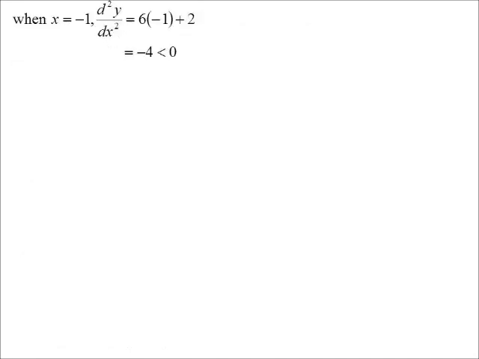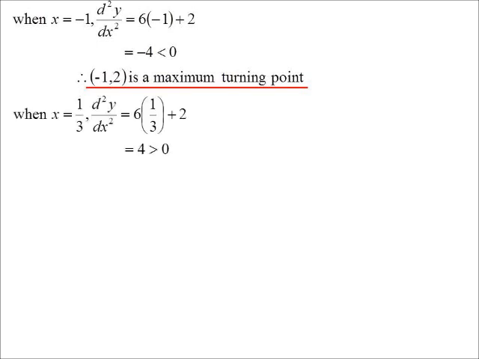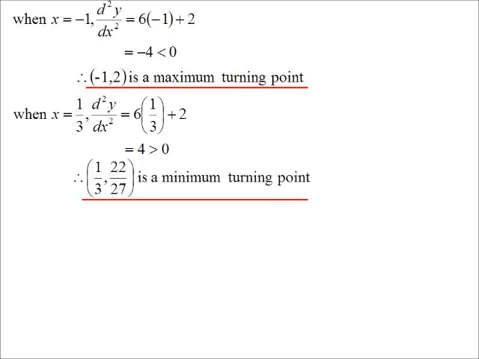When x equals -1, sub that into the second derivative, I get -4. Well, the actual number I'm not interested in. I'm really just interested, is it positive, is it negative? That's a negative number, so that tells me concave down, maximum turning point. Let's check the other one. Sub that in, I get +4, so it's concave up, minimum turning point.